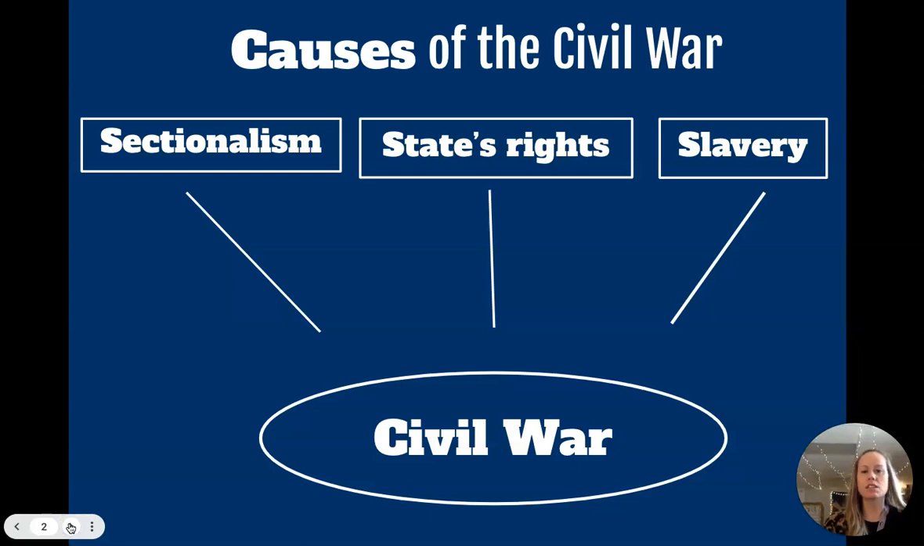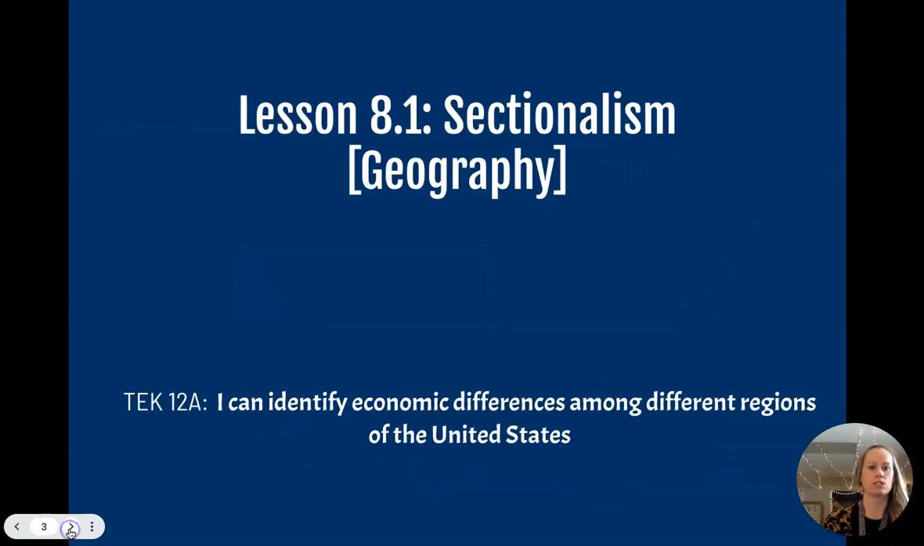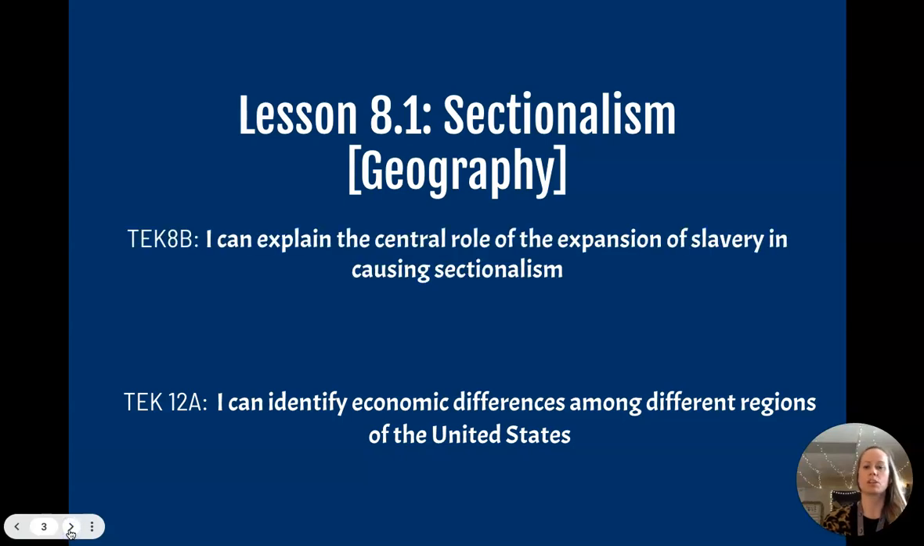All right, so the causes of the Civil War: sectionalism, states' rights, and slavery. And so most of the beginning part of this is going to be sectionalism, which really leads to states' rights, which incorporates or encompasses slavery. And so they're all kind of tied together, but these would be our 3 pillars that are all leading to the Civil War. So the first thing you're going to be able to do is just look at how the expansion of slavery is causing sectionalism.